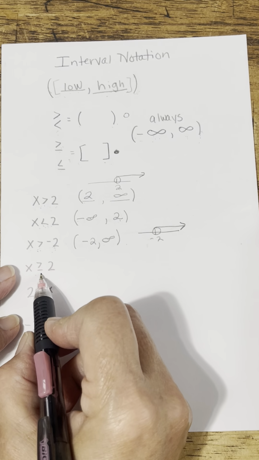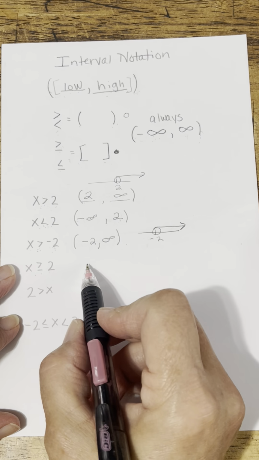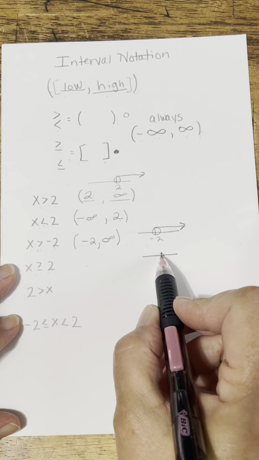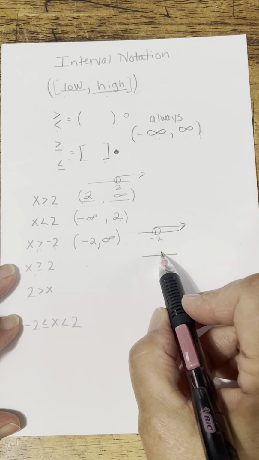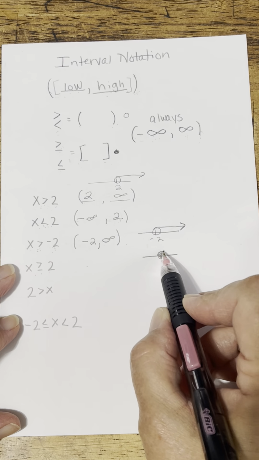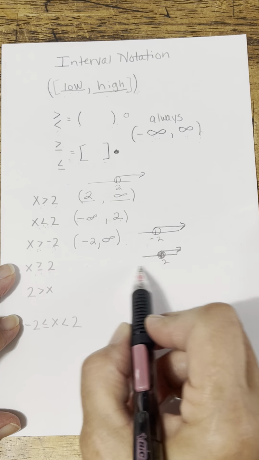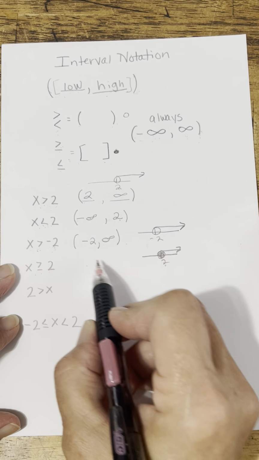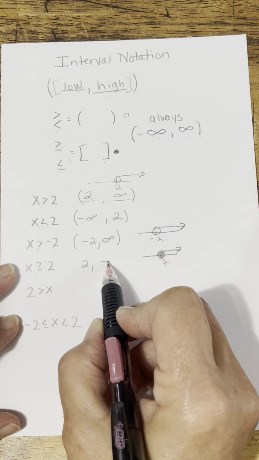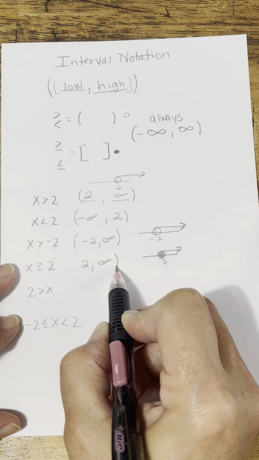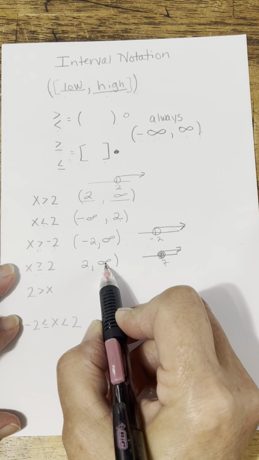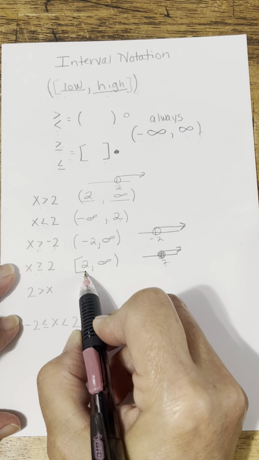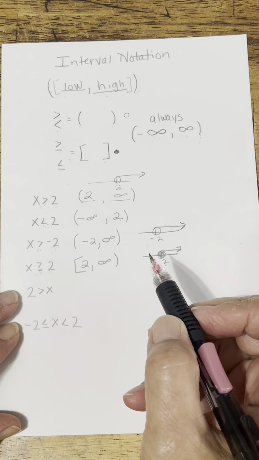All right, let's look at x is greater than or equal to 2. Let's look at it on a number line. Where would greater than or equal to go? You would have a solid dot off to the right. So in your interval, the left-hand number is 2. It goes to infinity. This will be a parenthesis because it's infinity. This is going to be a bracket because you have the equal to.